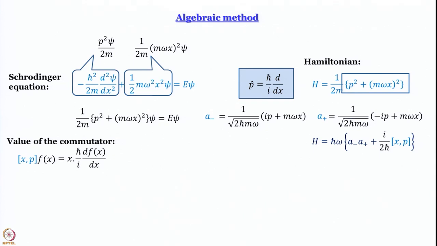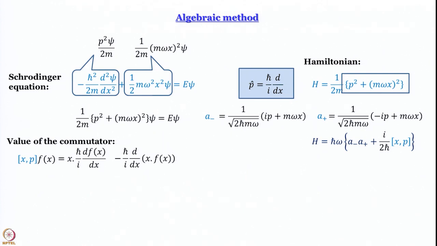What happens in the second term? It is opposite, right? It is minus px. So it will be minus h cross by i d/dx operating on the product of x and f(x). I hope this is clear to everybody. The commutator of x and p operating on f(x) gives us x dot h cross by i df(x)/dx minus h cross by i d/dx of the product of x and f(x).